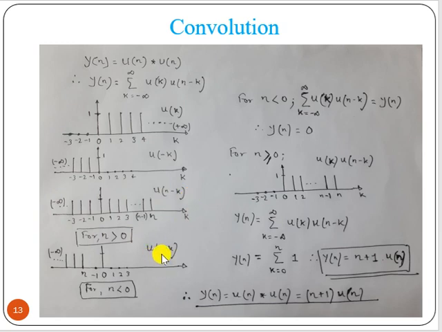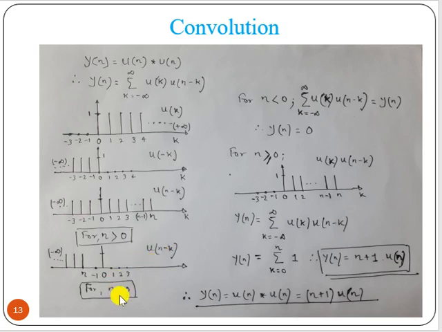Now similarly, what will happen to u[n - k] when n is less than 0? Less than 0 means a negative value. So it will start from some negative value of n. So this is minus 1, 0, and this will go up to minus infinity. So here we have two conditions: one is u[n - k] when n is greater than 0, and another one is n less than 0.